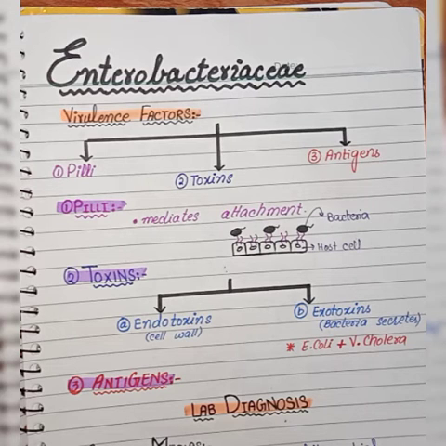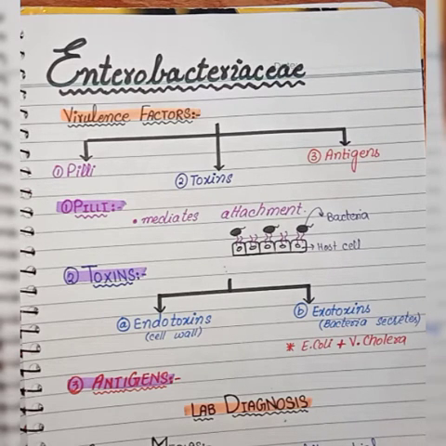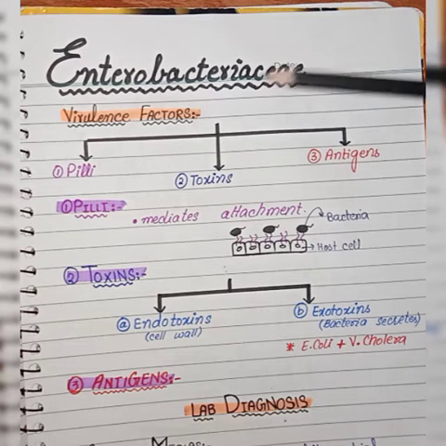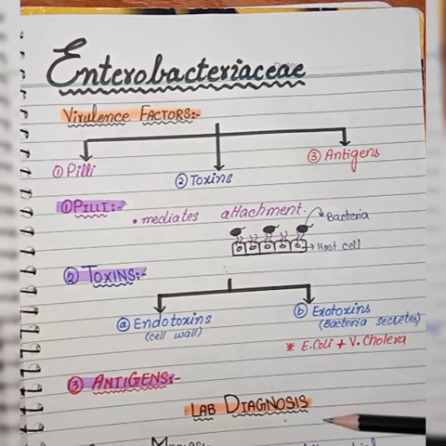negative. Third, they are facultative anaerobes. They reduce nitrates into nitrite. All are motile except Klebsiella and Shigella. Then last, all are non-capsulated except Klebsiella. In the previous lecture, we discussed all these topics. Now, in this video, I am going to talk about the virulence factors and lab diagnosis of the Enterobacteriaceae family.